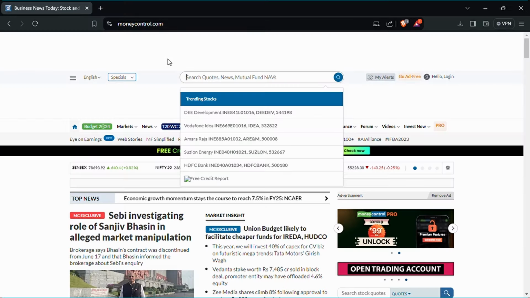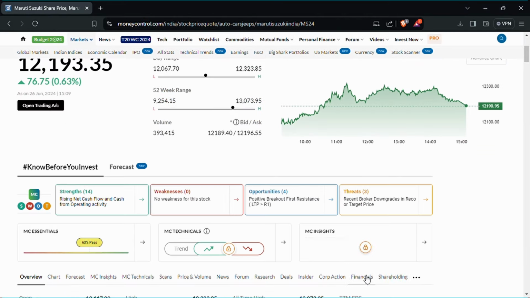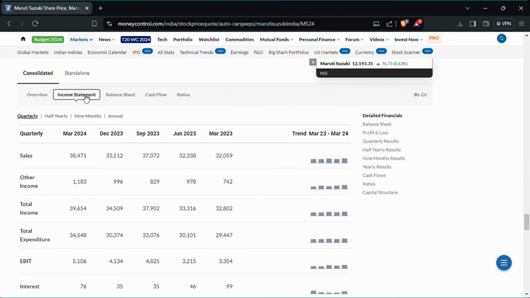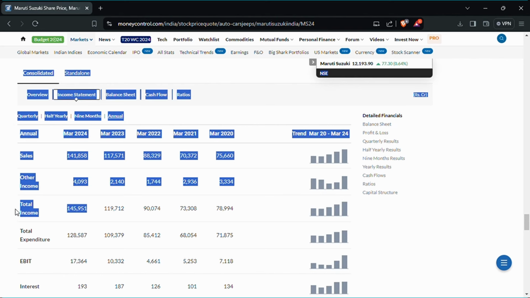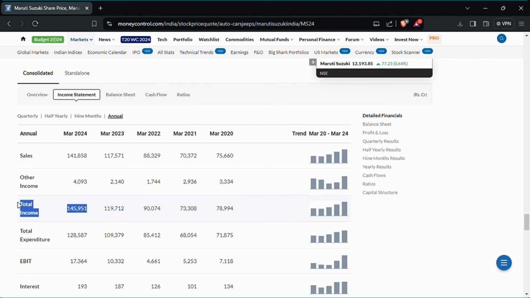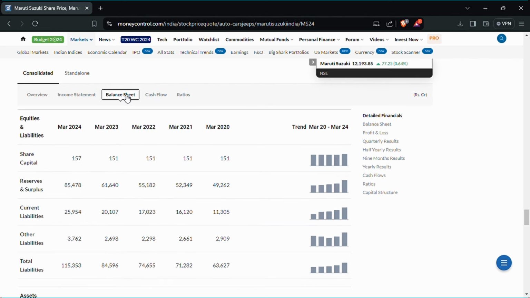Type in the name of the company you want. Let us type in Maruti Suzuki. Click on the financials, click on income statement, and then click on annual. These are yearly numbers. Total income is nothing but total revenue. It is 1,45,951 crores divided by total assets. Assets will be given on balance sheet.